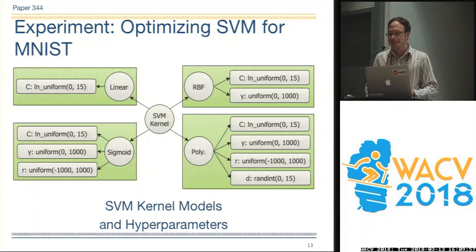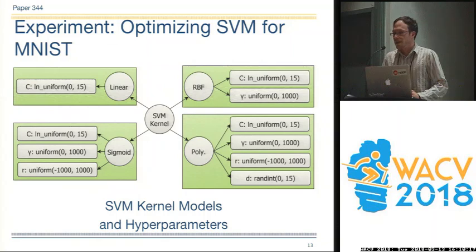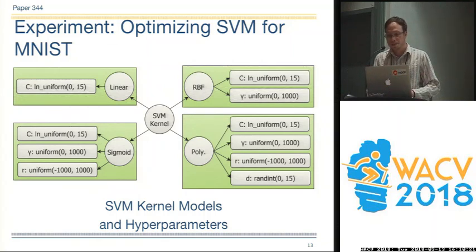To evaluate this against existing methods, we did a simple optimization of SVM for MNIST over 4 standard SVM kernels: linear, RBF, sigmoid, and polynomial. And each of these kernels has a different number of hyperparameters, so different complexity. They're also going to have different performance on the data given their different parameterizations.